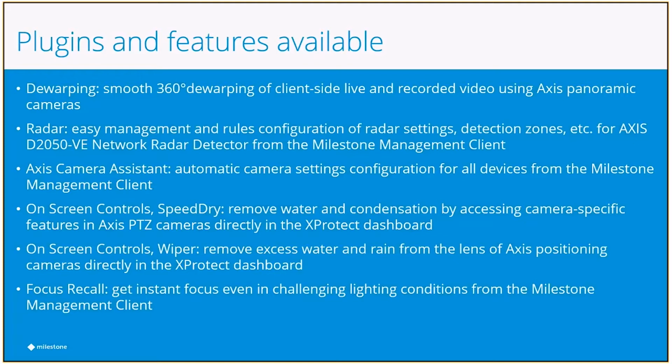We have on-screen controls like speed dry, to remove water and condensation by accessing camera-specific features in Axis PTZ cameras. And on-screen controls for the wiper, which also removes excess water and rain, and the focus recall, so you get an instant focus even when the light conditions are changing.